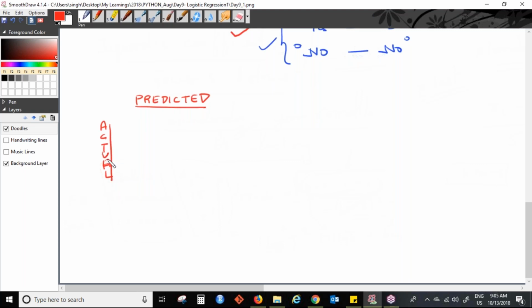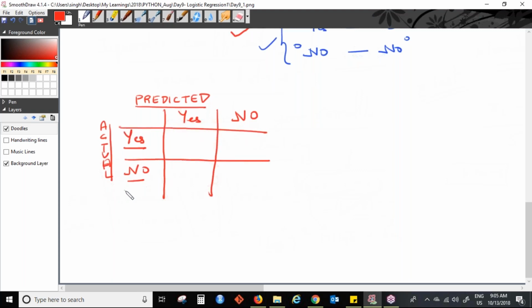What are the actual values we have? The actual values we have are yes or no, right? There is no other actual value. Similarly, what predicted values do we have? We either have a yes or a no. There is no other value we can have. So I have written the actual values here and the predicted values here. Now I will create a table like this.